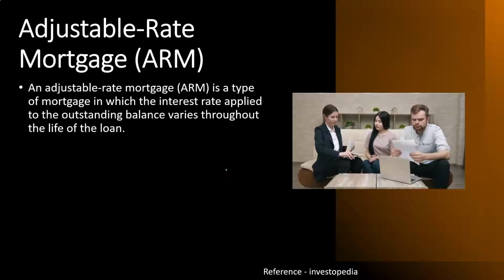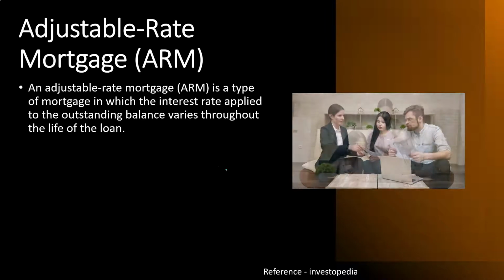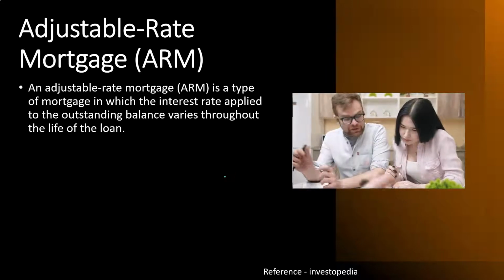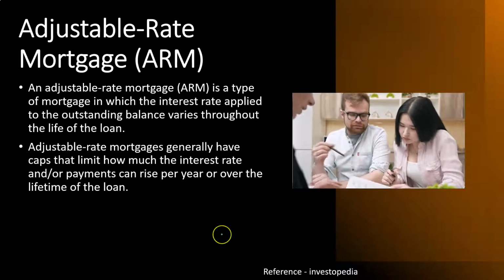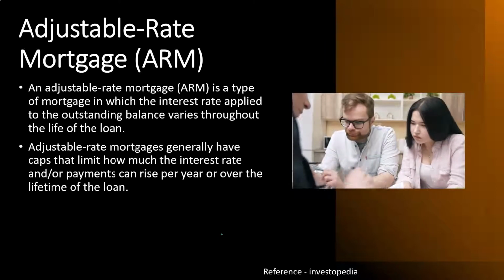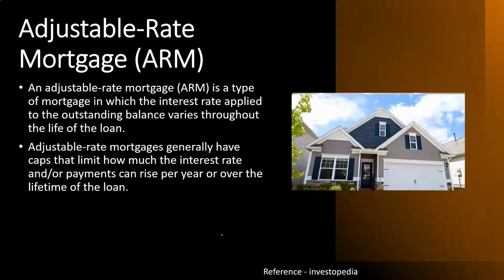So an adjustable rate mortgage, or ARM, is a type of mortgage in which the interest rate applied to the outstanding balance varies through the life of the loan. So now we're going to have this adjustment, obviously, to the rates throughout the loan. Adjustable rate mortgages generally have caps that limit how much the interest rate and/or payments can rise per year over the lifetime of the loan.